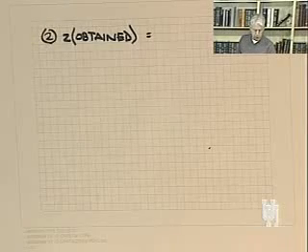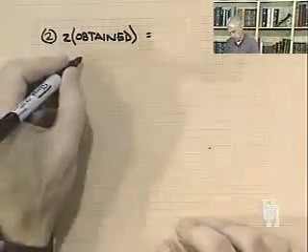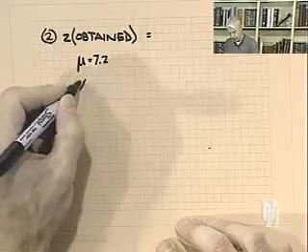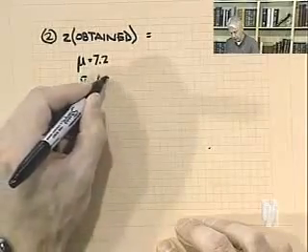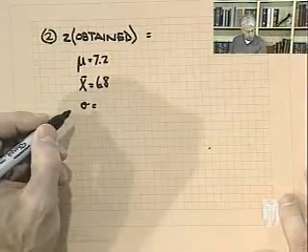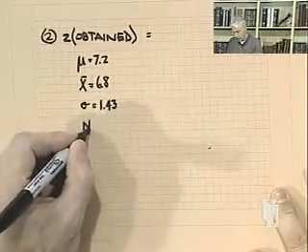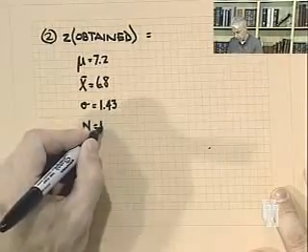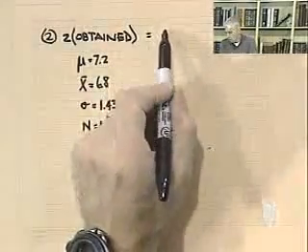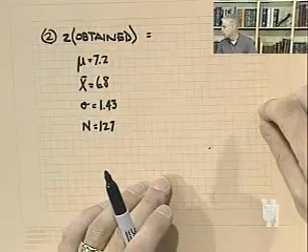You're given the information for the problem on page 183. You're told that mu is 7.2 days. You're told that x bar is 6.8 days. You're told that sigma, the population standard deviation, is 1.43. And you're told that n is 127. Does any brave soul care to tell me what the formula for the computation of Z is in this situation?